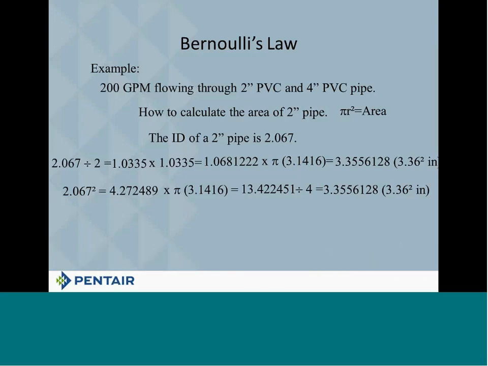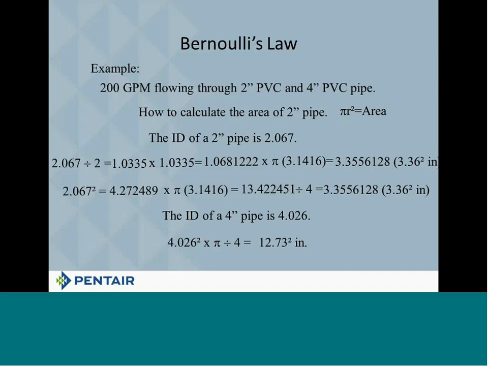All right? If we take the ID of the 4-inch pipe, we're at 4.026. So the formula looks a little bit like this: 4.026 squared times pi divided by 4, and we wind up with 12.73 square inches.